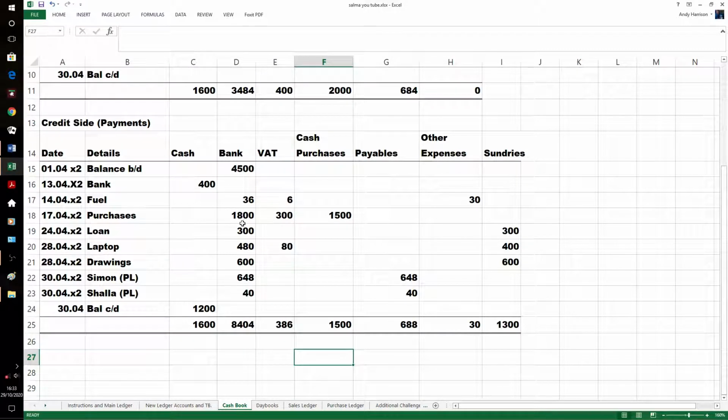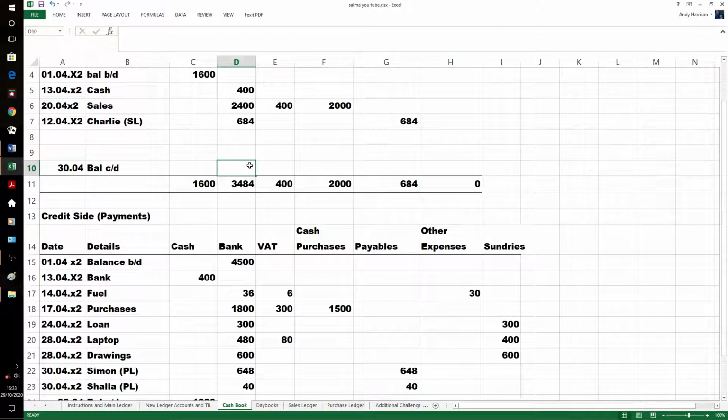And we paid out, including the initial 4,500, 8,404 credit the bank. So if I do 8,404 minus 3,484, we've got 4,920 into our bank. Check we've got that one right. Right, so these can now be posted.